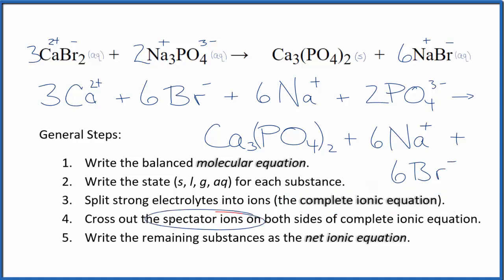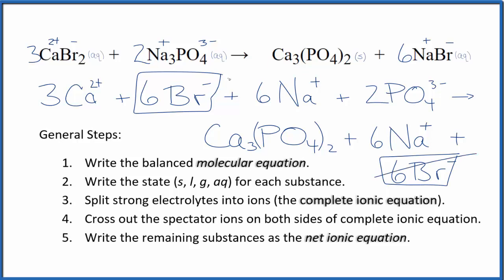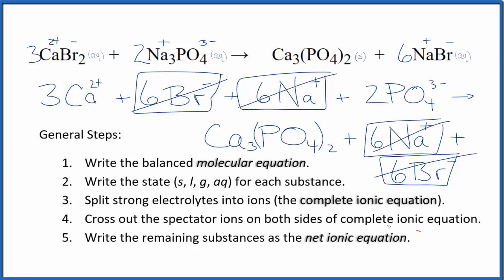Now we can cross out the spectator ions. They're on both sides of the complete ionic equation. So I look here in the reactants and in the products, I see I have 6 bromide ions right here in the reactants and in the products. Spectator ions, cross them out. I see I have 6 sodium ions here in the reactants, again in the products. These are spectator ions. We cross those out. What's left, that's the net ionic equation for calcium bromide plus sodium phosphate.